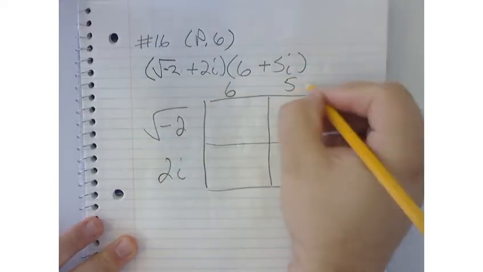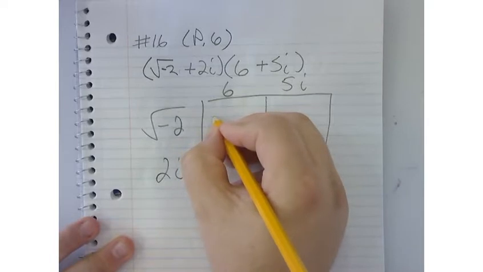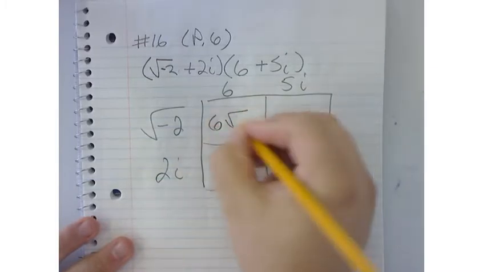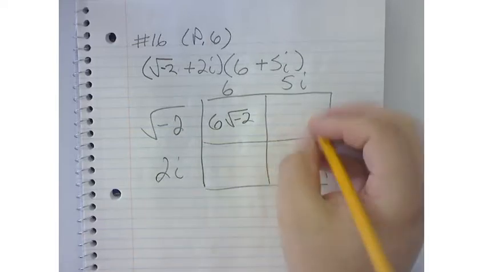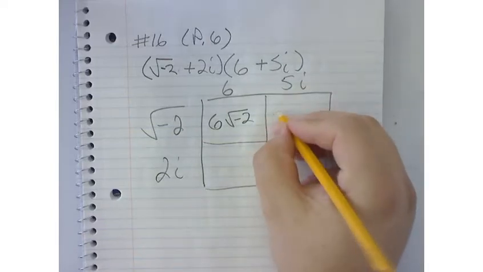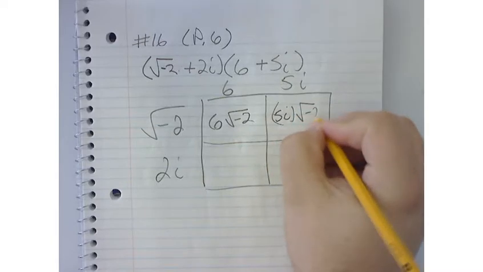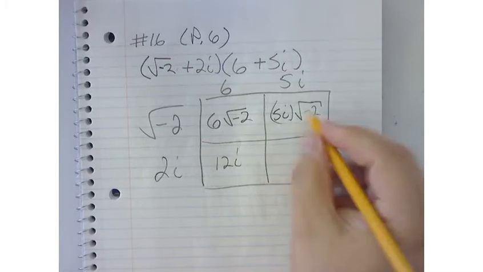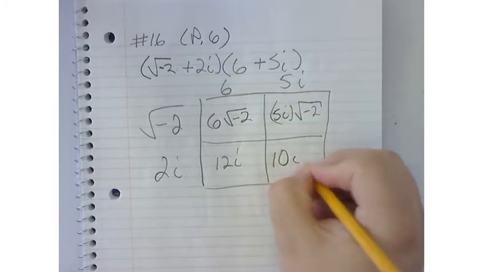5i. So this is just going to be 6 times the square root of negative 2. This is going to be 5i times the square root of negative 2. This is going to be 12i. And then this is going to be 5 times 2 is 10, so it's 10i squared.